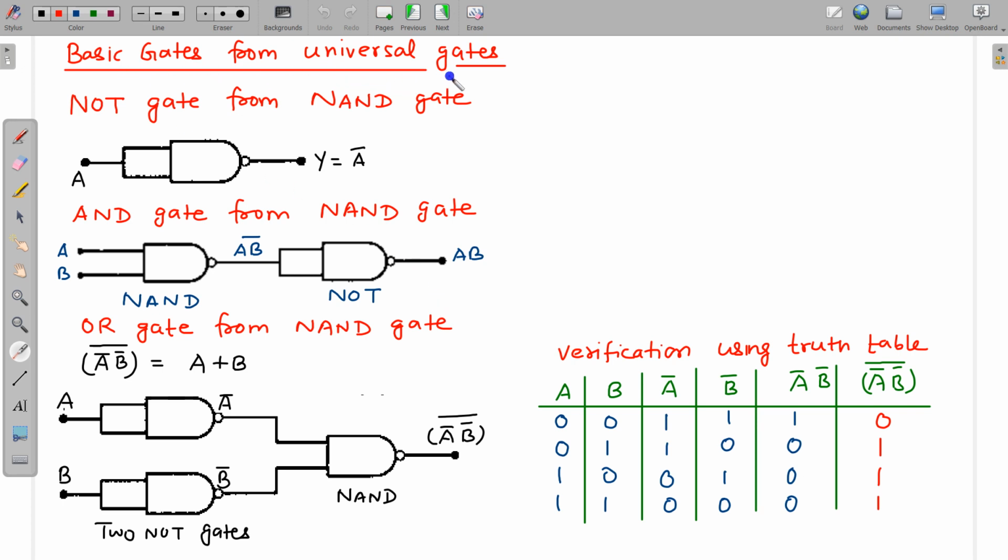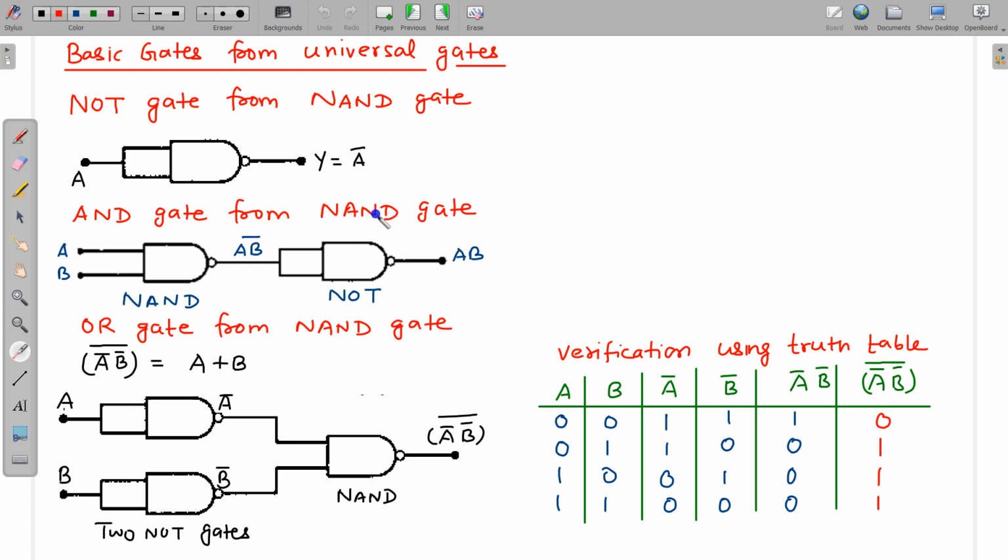Basic gates from universal gates. As I said, we can make several other gates using these NAND gates. So let us first take the NOT gate from the NAND gates. This is the NAND gate, and I am feeding two inputs and both the inputs are equal to A. First these are passed through the AND gate. So A and A, obviously it is equal to A, and then there is a NOT.